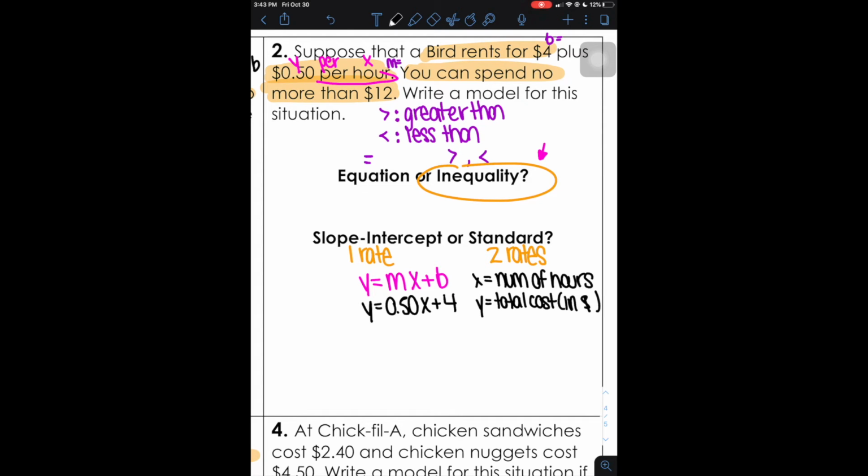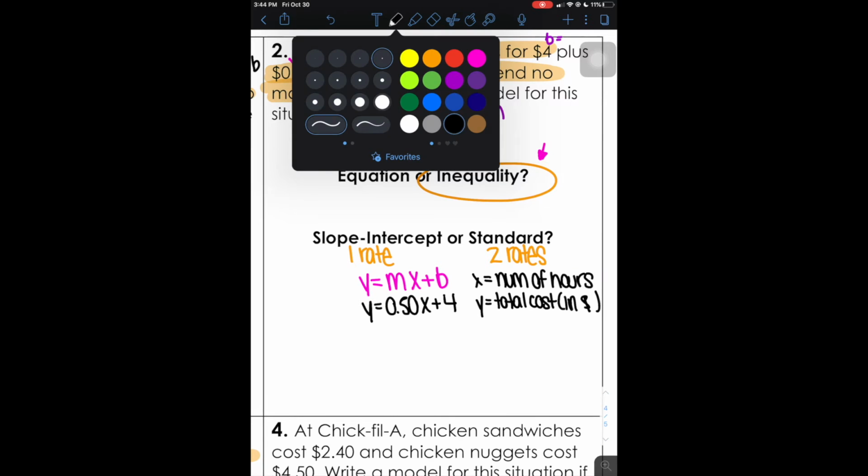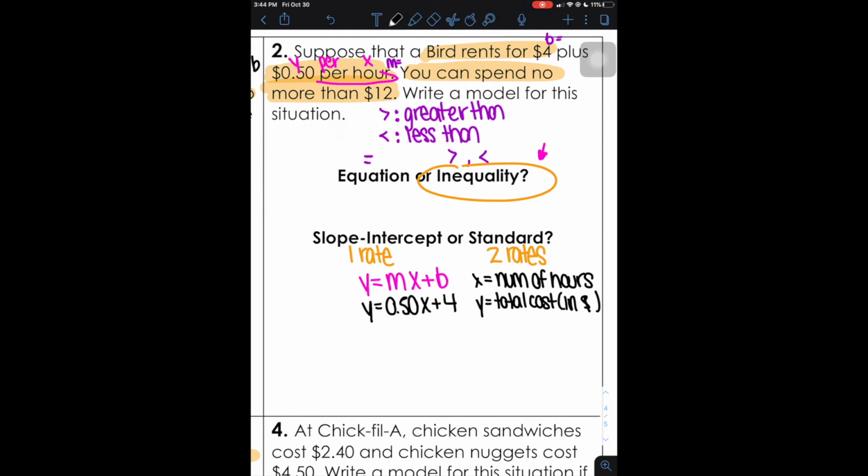Now, here it says we can spend no more than $12. So our total cost should be no more than 12. So I'm going to substitute 12 for y because that's the total cost we're looking at. And then I have the right hand side, which is going to represent the cost of the bird.